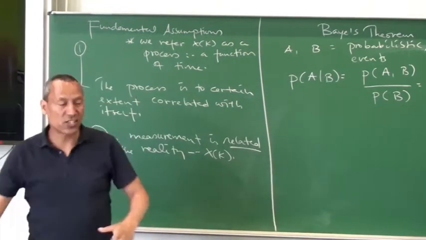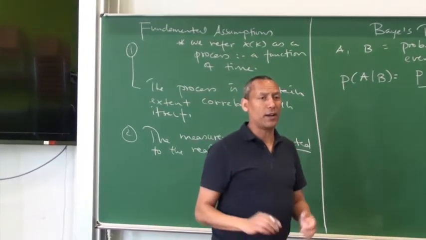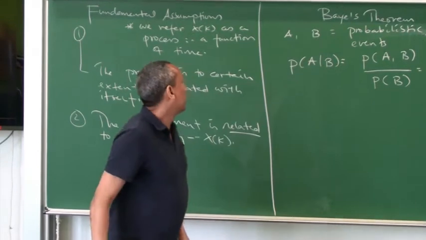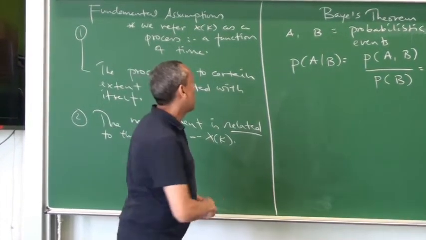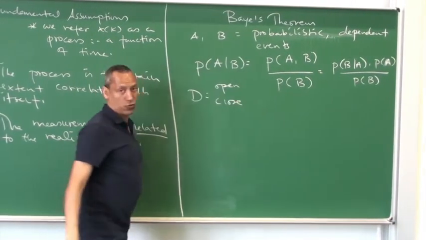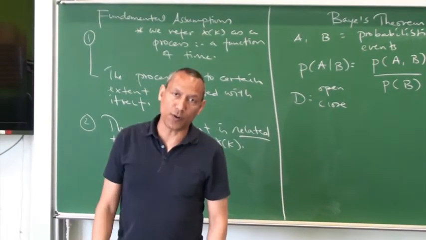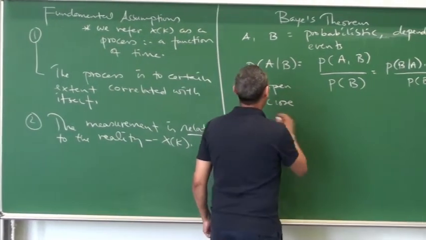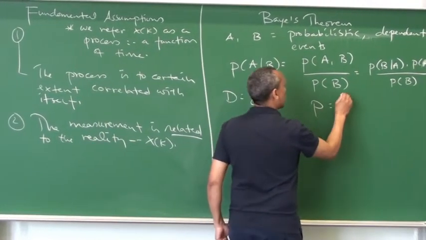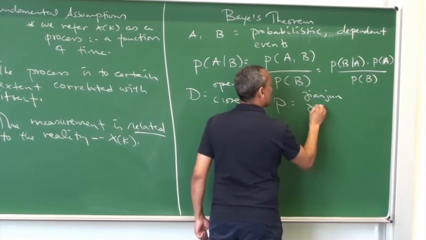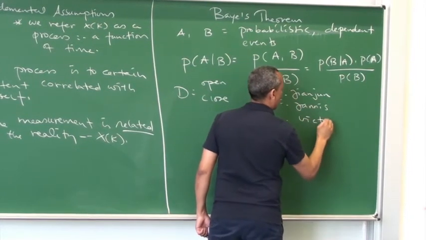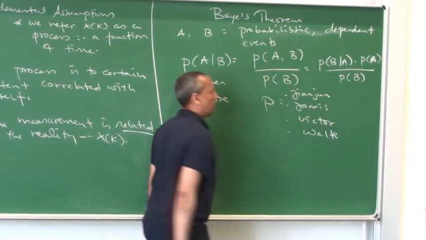Let me give you an example. Suppose we want to reason about the condition of the door in our lab here at the Faculty of Computer Science. We want to know whether the door is open or closed, and we want to assign responsibility to one of our researchers. So here we have a person associated with this event. The person could be Janjun, Yanis, Victor, myself, etc.